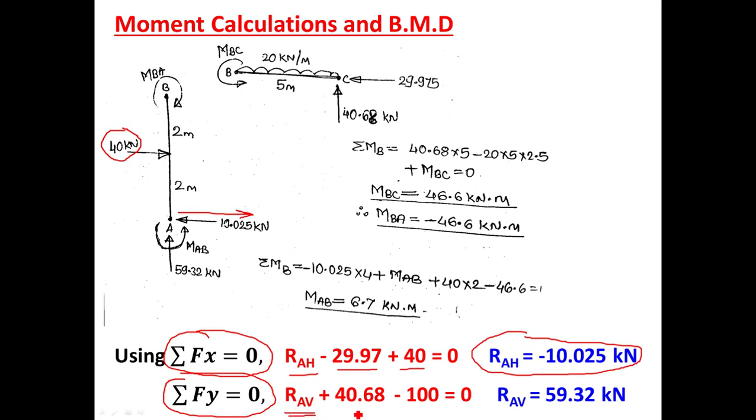Similarly to the whole frame, if you apply summation of Fy equal to 0, RAV, that is a vertical reaction at A, 40.62, that is RCV, vertical reaction at C, and minus 100, 100 is a magnitude of UDL, 20 into 5. So if you solve this, you will get RAV equal to 59.32.